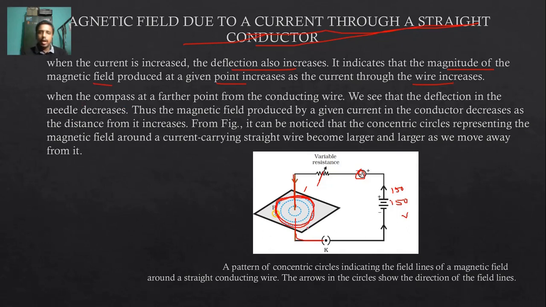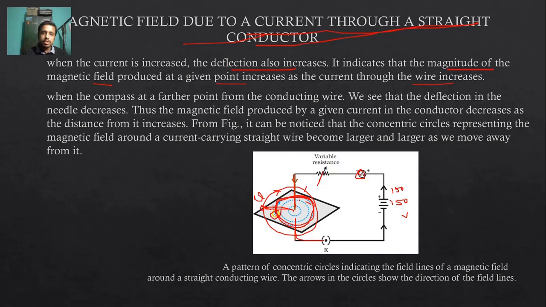Here the compass is placed at point P. When the compass is moved to another position, let us consider here Q, we see that the deflection in the needle decreases, because it is far away from the conductor. Thus the magnetic field produced by a given current in the conductor decreases as the distance from it increases. From the figure, it can be noticed that the concentric circles representing the magnetic field around the current carrying straight wire become larger and larger as we move away from it.